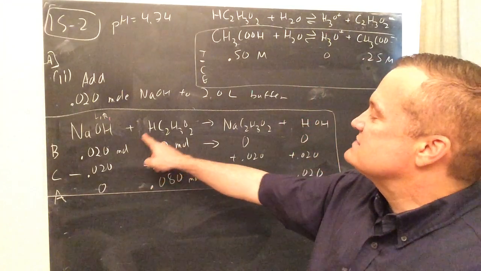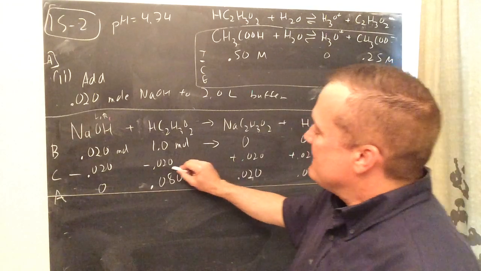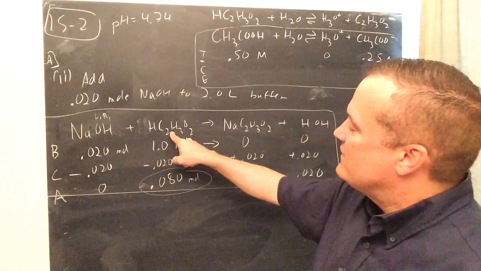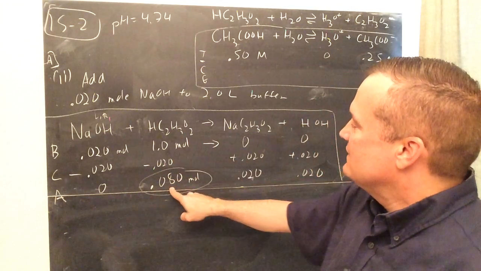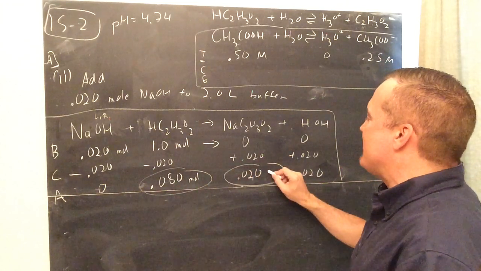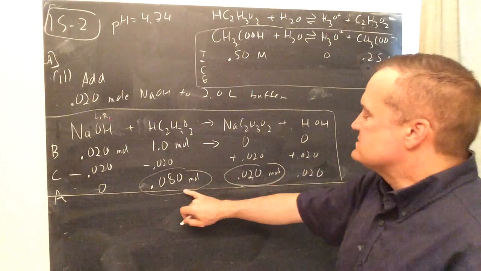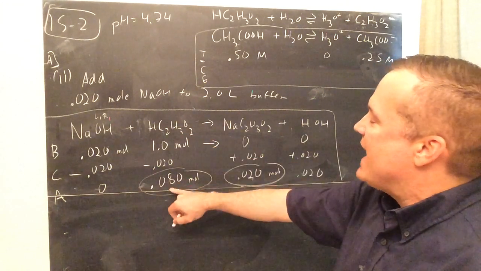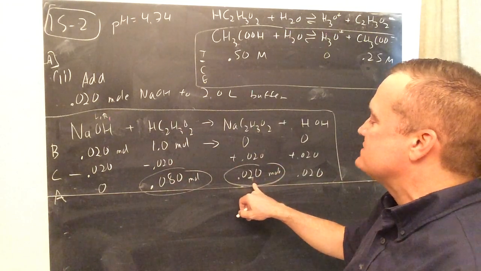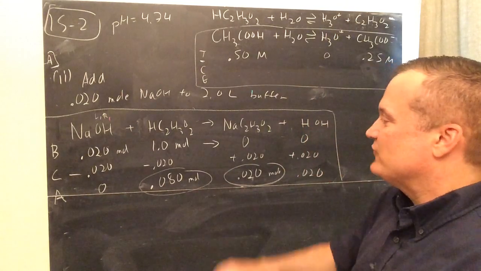So in this case, at the end, after, what do you have left over? You got 0.080 moles of acetic acid present. And, oh, look, you also have 0.020 moles of acetate. Don't worry about the water. I mean, we didn't really need to put that there. So what does it mean if you have both the acid and you have its conjugate present? That means you have a buffer. You still have a buffer now.